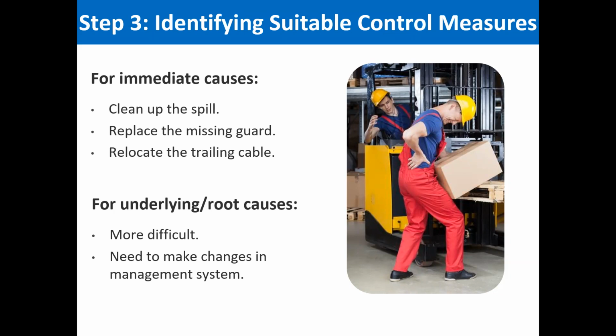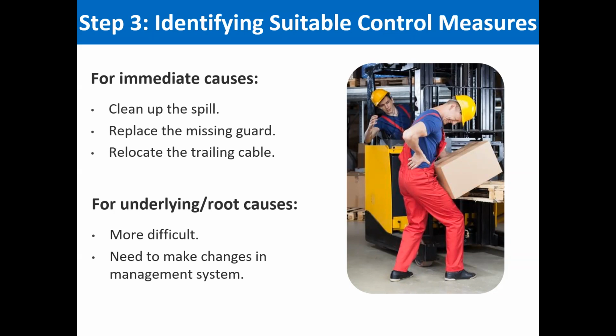Cleaning up the spill, or replace the missing guard. So somebody has been injured by a missing guard. The immediate action would be to replace the missing guard, or if somebody has tripped over a cable, you can relocate the trailing cable. These are all immediate actions and they are only addressing the immediate causes. Okay, then there are underlying causes.